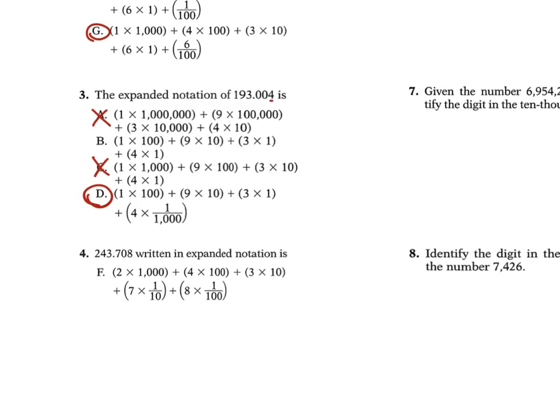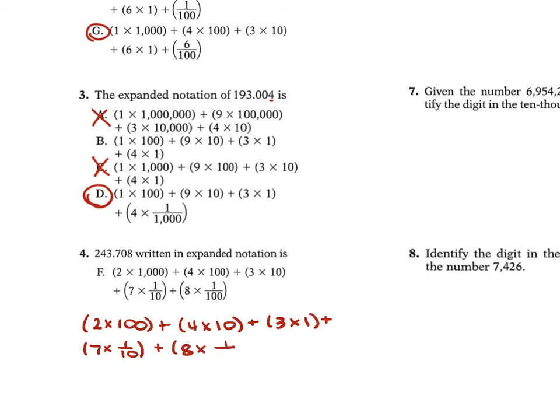For 4, we are writing 243.708 in expanded notation. So the 2 is in the hundreds, so that's 2 times 100. The 4 is in the tens, so we're going to add 4 times 10. The 3 is in the ones, so that's 3 times 1. The 7 is in the tenths, so that's 7 times 1 over 10. And then the 8 is in the thousandths, so this is going to be 8 times 1 over 1,000.